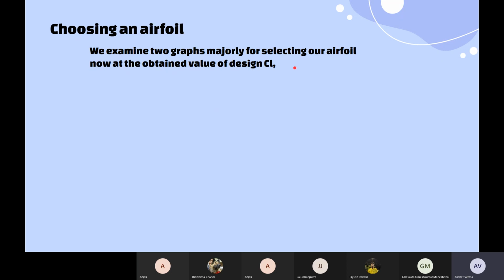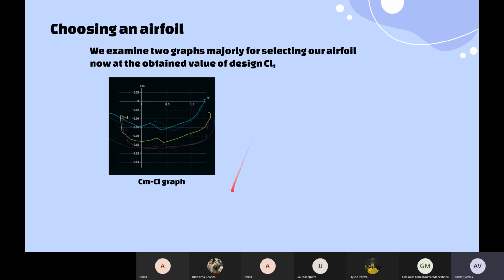So the first graph which we need to look at while choosing our airfoil is the CM-CL graph. This is how the CM-CL graphs for various airfoils look. And let us think that we have to choose between these two airfoils, this blue one and this yellow one. These two airfoils are available to us, and we have to choose which airfoil will be better for our mission requirements.